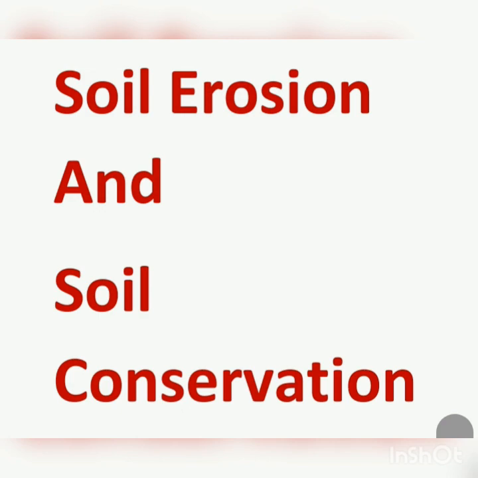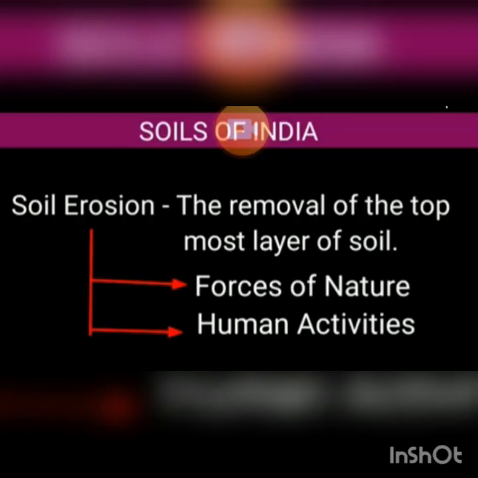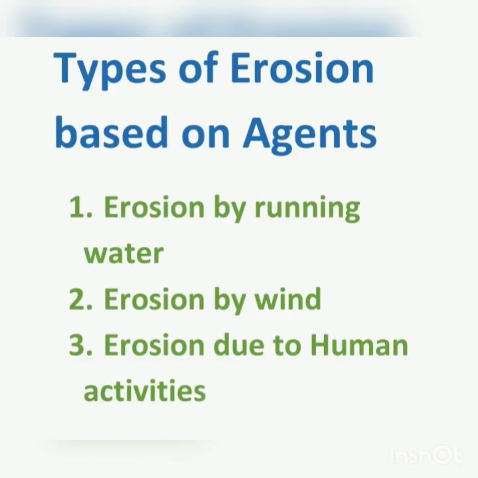What is soil erosion? Soil erosion means the removal of the topmost layer of the soil, that's the fertile layer of the soil, by the various agents of gradation or the forces of nature like rain and wind, and also human activities create it. On the basis of agents, soil erosion can be classified into three types. They are erosion by running water, erosion by wind, and erosion due to human activities.